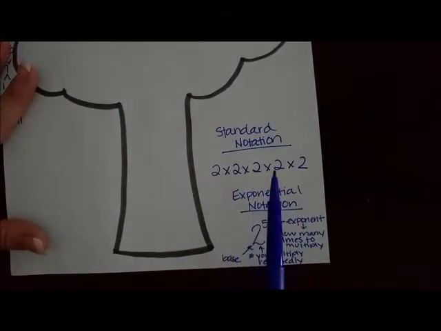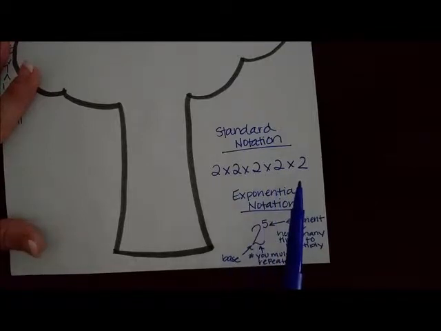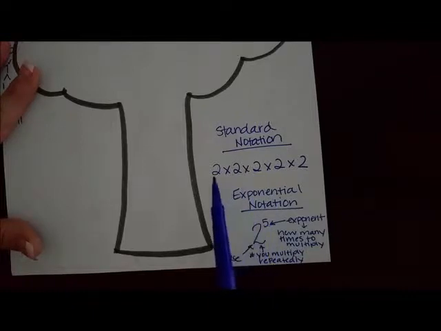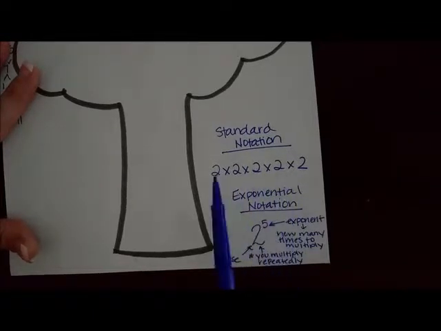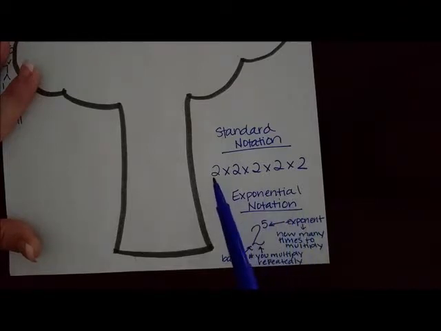So here's standard notation: 2 times 2 times 2 times 2 times 2. To write that in exponential notation, we need to figure out what's my base. What's the number I'm multiplying over and over again, or repeatedly? 2. So 2 is my big number, my base. You can remember big and base, they both start with a B. Your exponent is what you have to figure out next. How many times did we multiply it? 1, 2, 3, 4, 5. So my exponent would be 5.